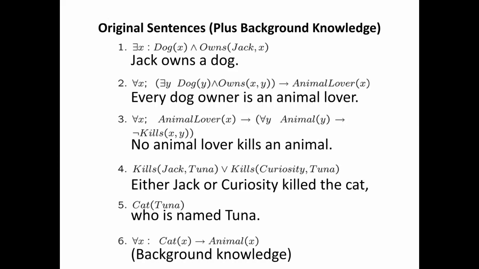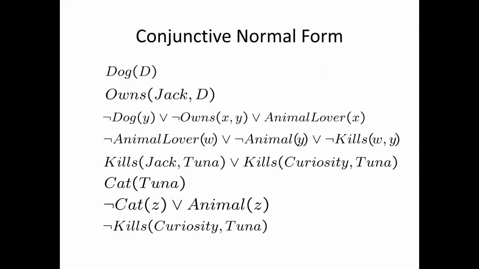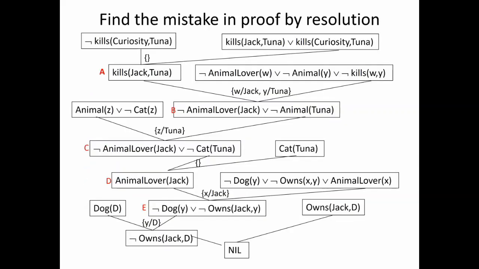So the first one's easy, right? So we just have a Skolem constant, dog, say D, and owns Jack D. And you do that for everything else. And is this what you got? Good. These are all in CNF. And now we can start resolving.